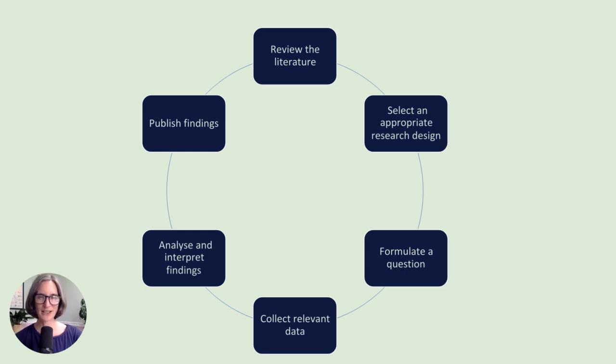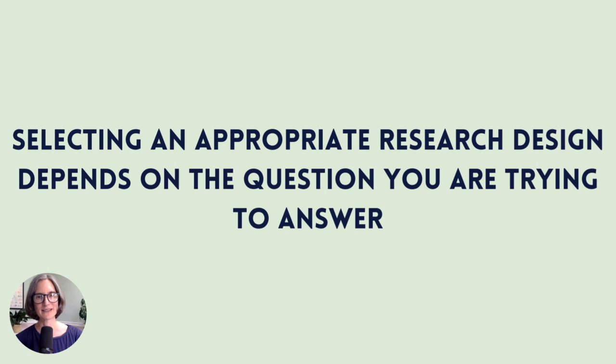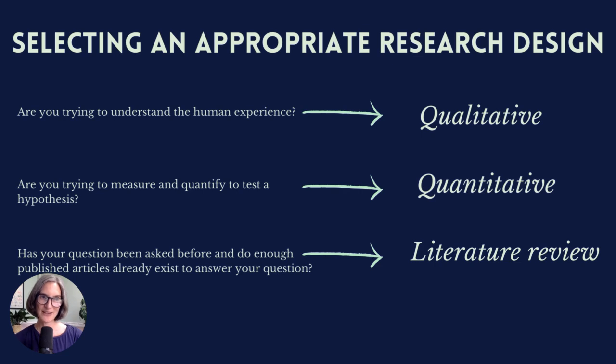So it's quite iterative. They can go back and forth because you want to choose the research design that is going to give you the answer to the research question that you need based on the new knowledge that you're wanting to generate. You're then going to collect your relevant data, analyze and interpret your findings, and then write up and publish those findings. So that's kind of an overview of the research process. You need to select an appropriate research design, and that depends on the question that you are trying to answer. So, just as an overview here, selecting an appropriate design.